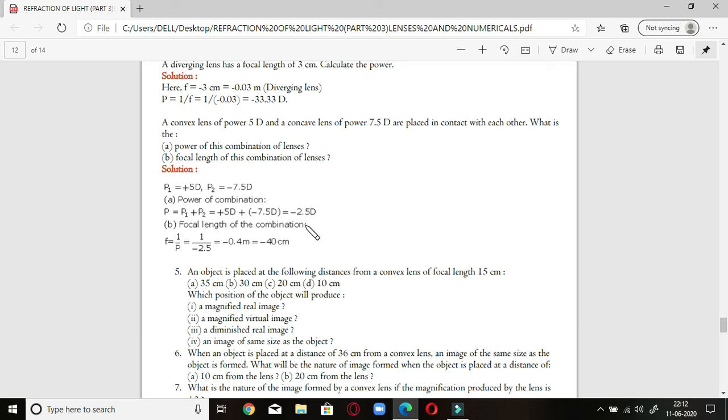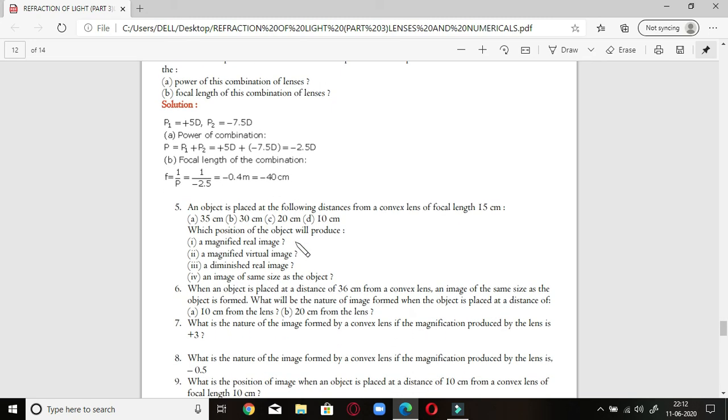Second is the focal length of the combination. F is equal to 1 upon P, is equal to 1 upon minus 2.5. So this came out to be minus 0.4 meter, that multiplied with 100 gives minus 40 centimeter. So this is how numericals are solved. Students, do not forget to write the proper sign convention for concave and convex lenses, which I have already mentioned.